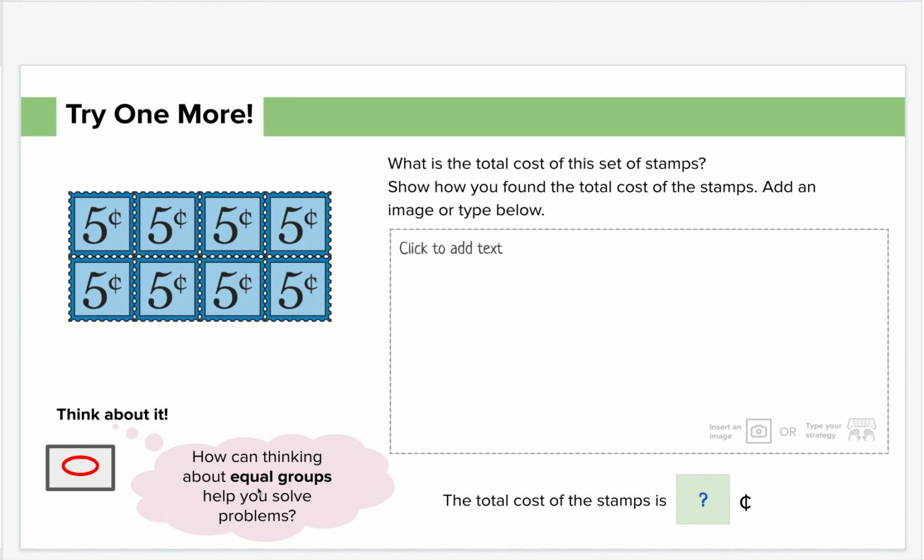How can you think about equal groups to help you solve the problems? And if you need to, you can use the rubber bands to go around the stamps and show yourself equal groups. Total cost right here. This is where you put your answer. And that's the last one.